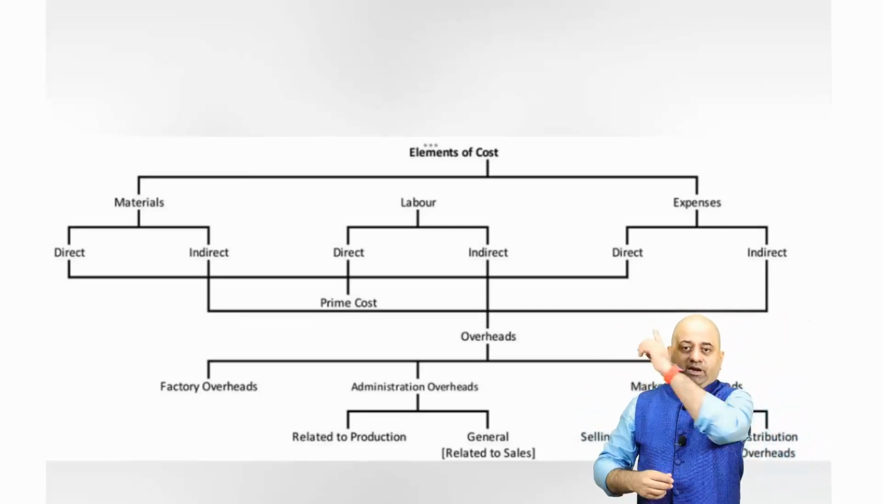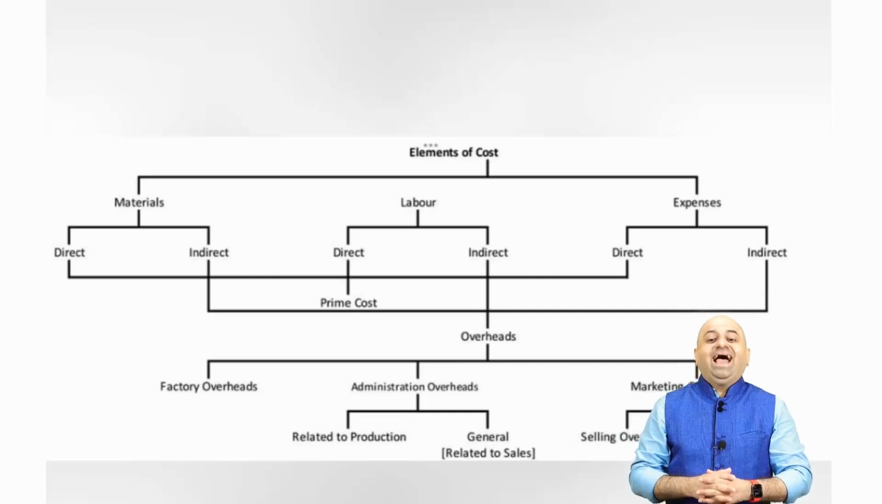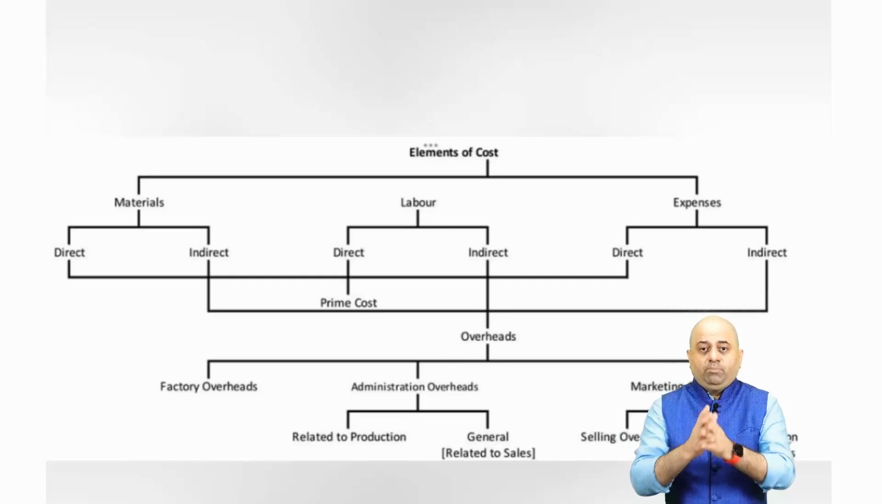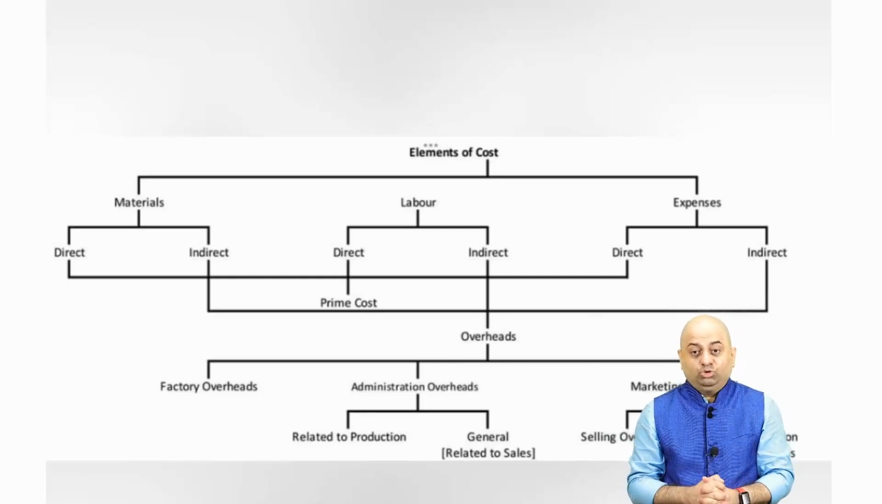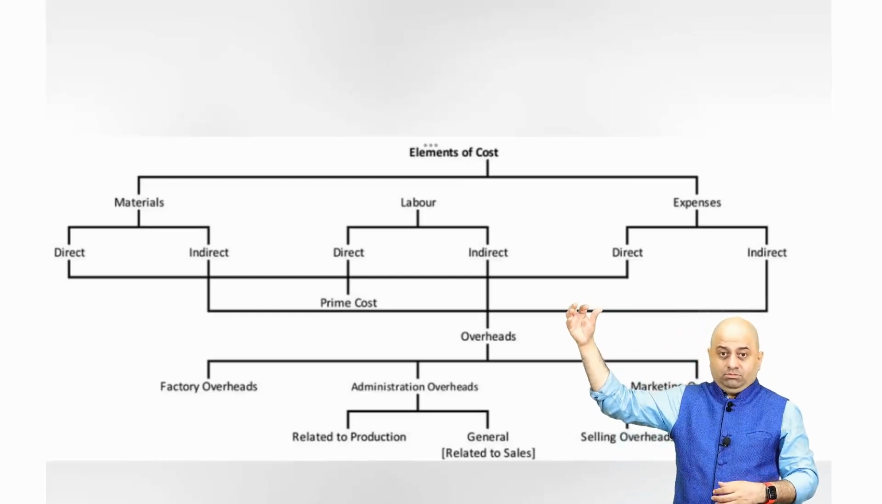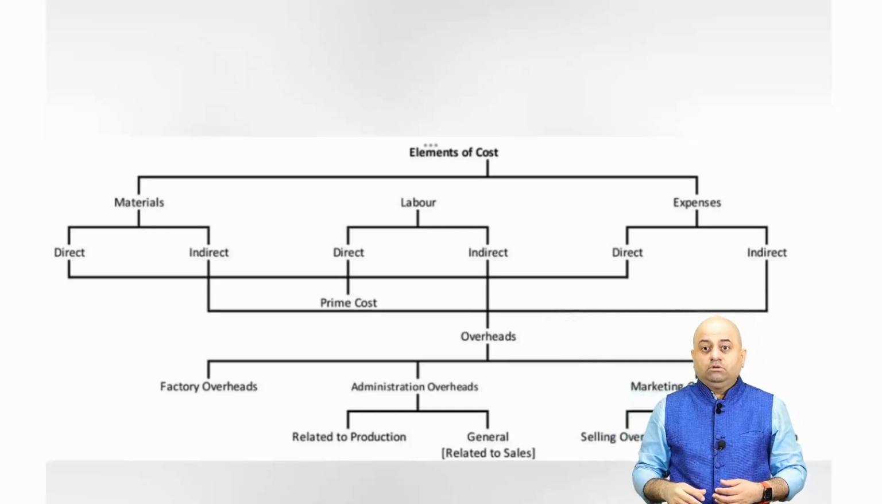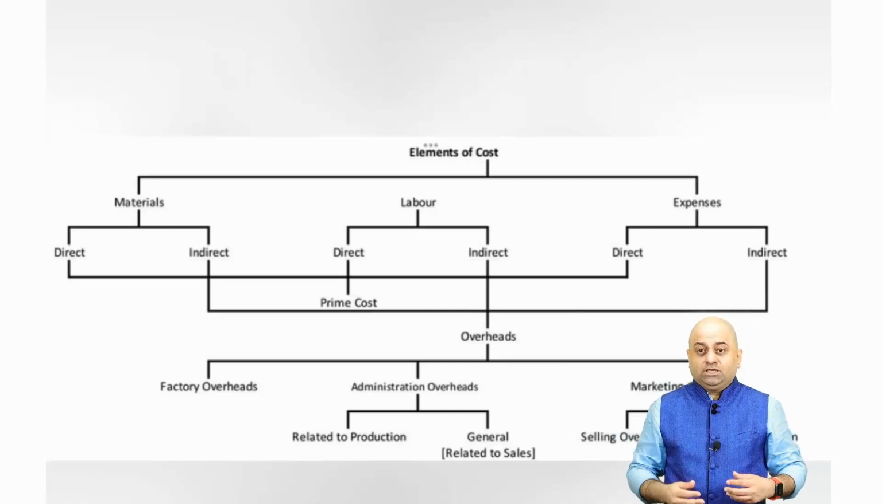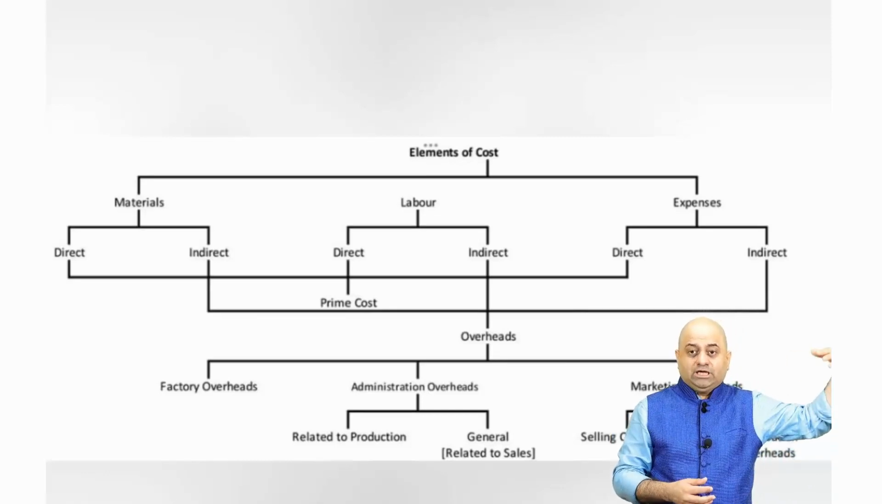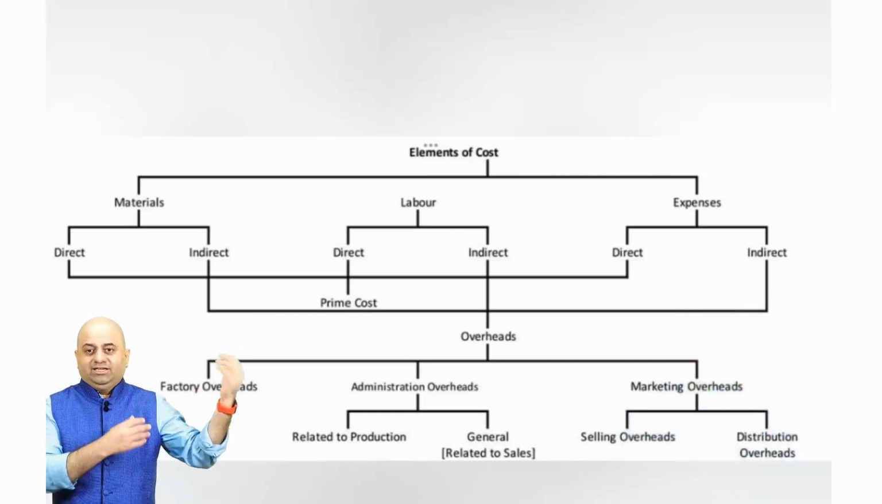Indirect material, indirect labor, indirect expenses, we call that total as overheads. Depending upon when and where those overheads are incurred, they are further divided. If the overheads are incurred at the time of production, we call it production, manufacturing, or factory overheads. And the second major activity, sales. Whatever overheads are incurred for that activity, we call marketing overheads. Marketing overheads can further be divided into selling and distribution.